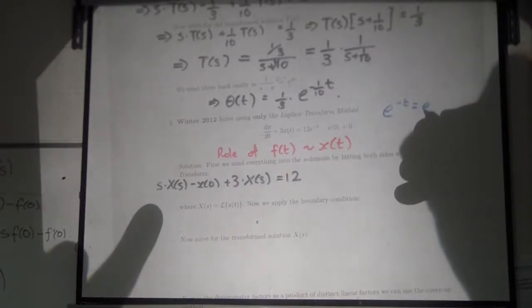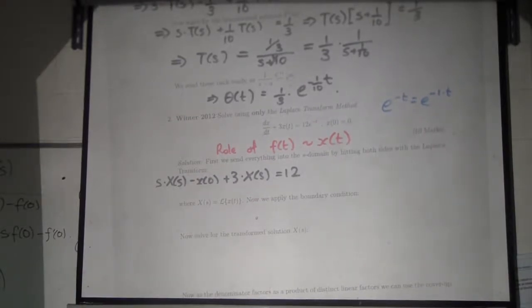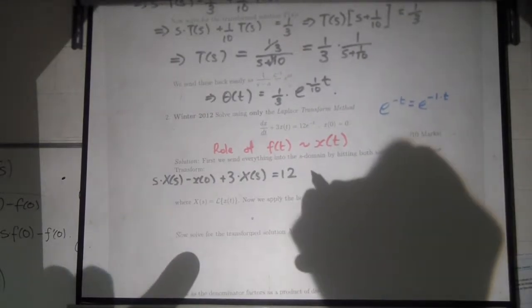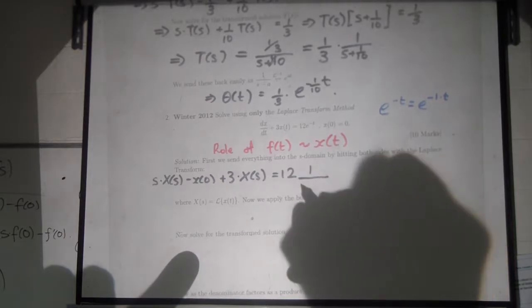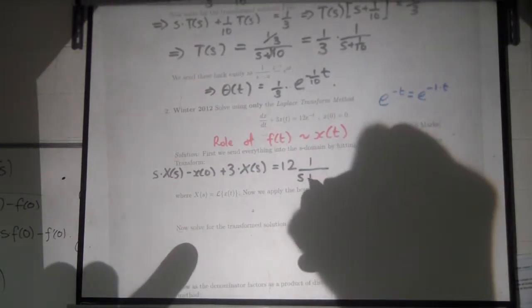is equal to e to the minus 1 times t. So the right hand side gets sent to 12 by 1 over s. So e to the minus 1t gets sent to 1 over s plus 1.